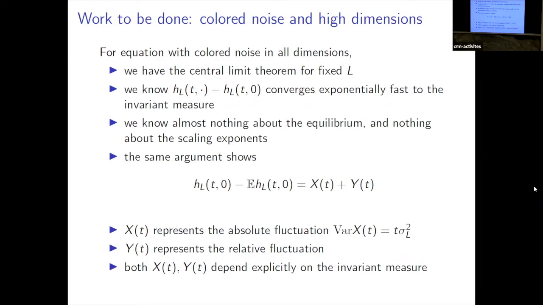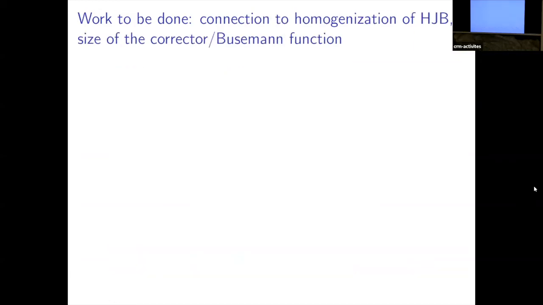So if you tell me everything about the invariant measure in high dimensions, then maybe I can compute how large this X is and how large this Y is. And maybe by balancing those two terms, I can find the exponent. So everything reduces to the stationary state. So it's not a dynamical problem anymore, it's a static problem. Okay, so another work to be done.